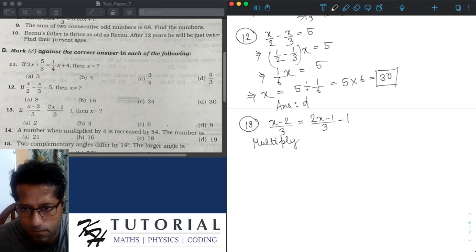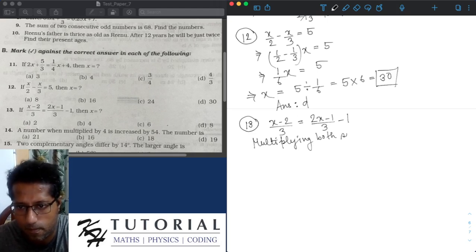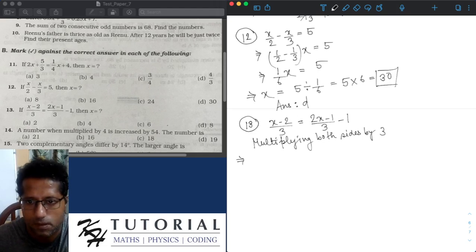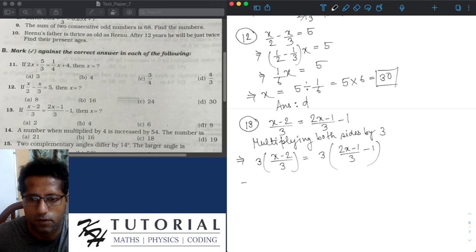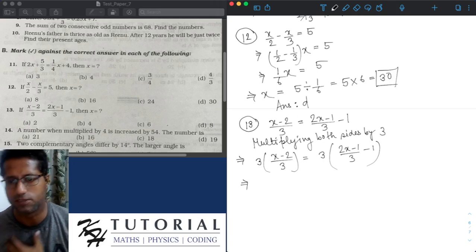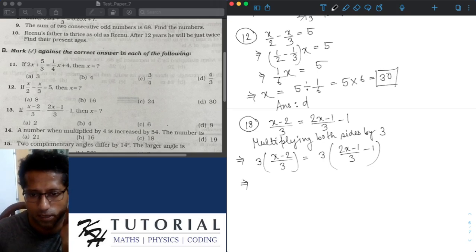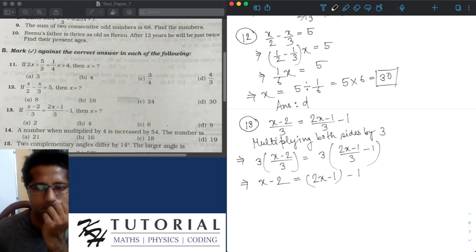by 3. We get 3 multiplied by the LHS, which is x minus 2 by 3, equals 3 into RHS, that is (2x minus 1) by 3 and minus 1. Now if we open the brackets and do the products on both the LHS and RHS, we get x minus 2 equals 2x minus 1 minus 1.